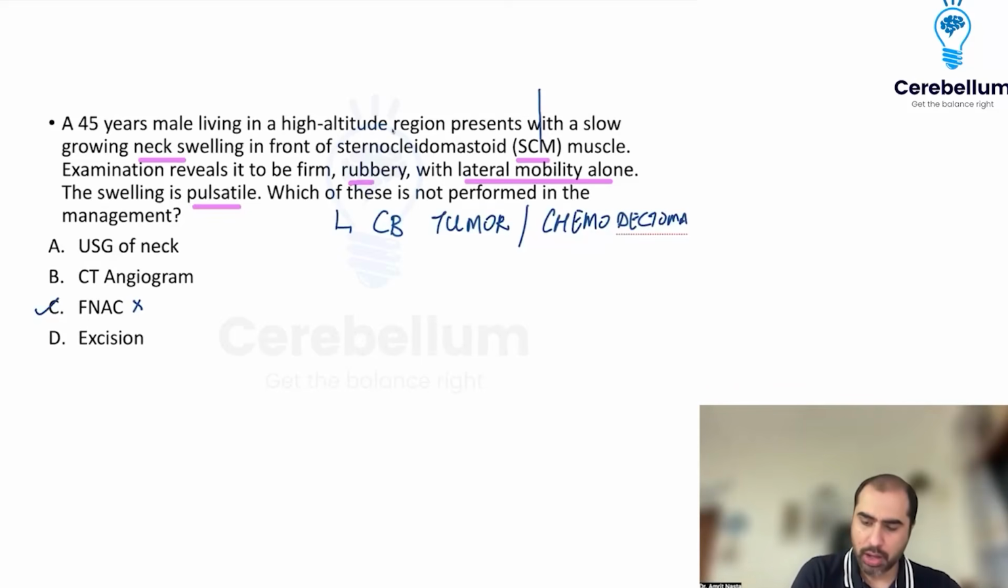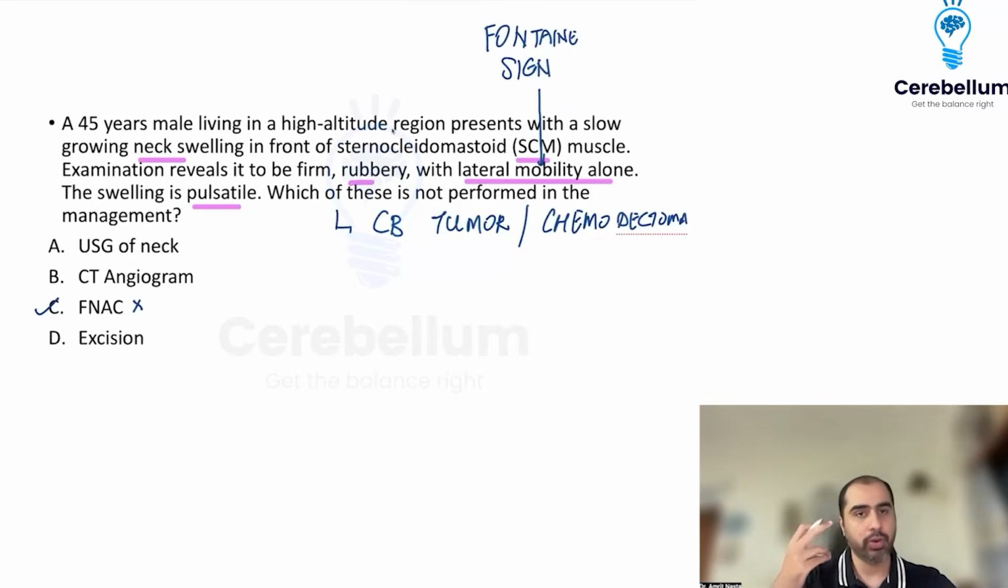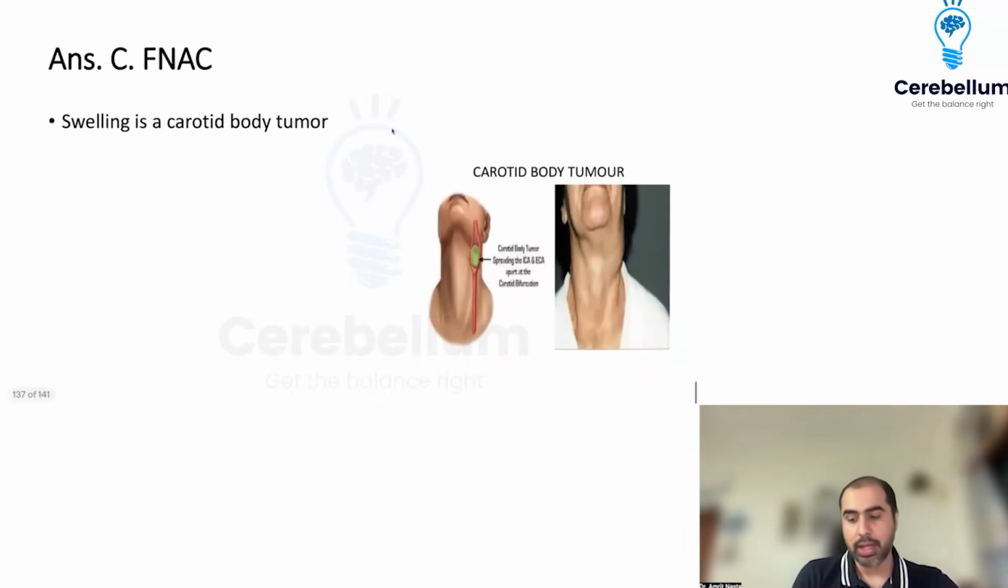What is this phenomenon? The swelling shows lateral mobility, but it does not move up and down. It moves laterally, but not up and down. It is called the curtain sign in the parotid. Here it is called Fontaine sign. It moves laterally, but not up and down, because it is stuck to the carotid artery. And the treatment, obviously, first you have to confirm; you will do a USG with Doppler.